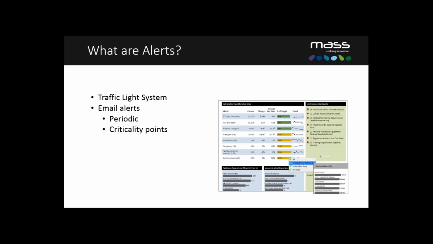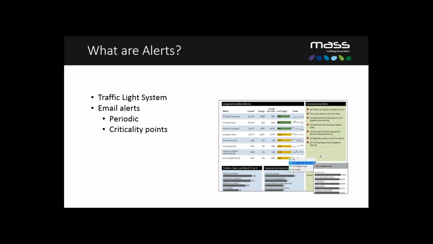This is called the traffic light system. The traffic light system, of course, being green, amber, red for good, okay, and stop. Alerts can be more than just an image assigned next to the performance metrics on your landing page.